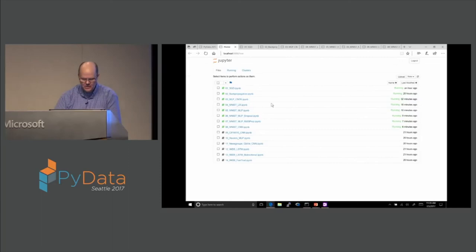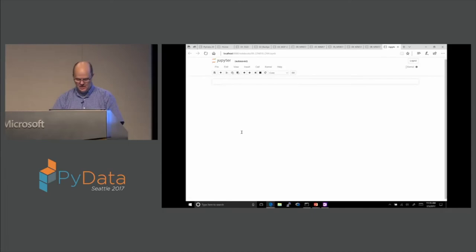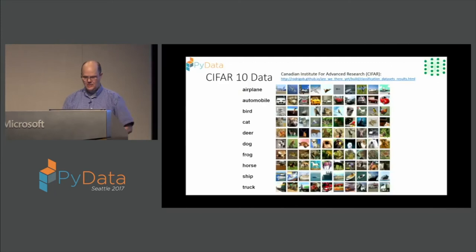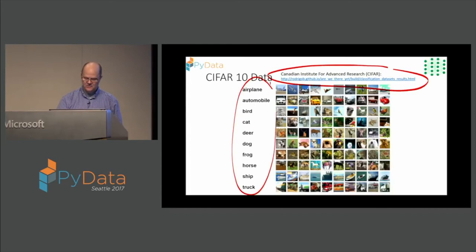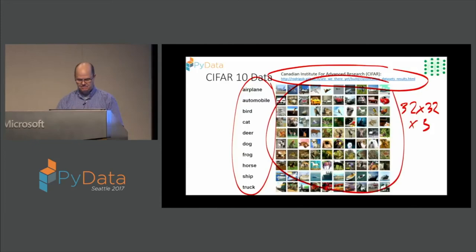All right, CIFAR10. Canadian Institute for Advanced Research, Gesundheit. We have 10 classes of data, and we have, instead of 28 by 28 grayscale pictures, we have 32 by 32 color pictures. So it's 32 by 32 by 3, right? One for red, one for green, one for blue. So these are examples of pictures from the CIFAR10 data set. All right, 10 classes.